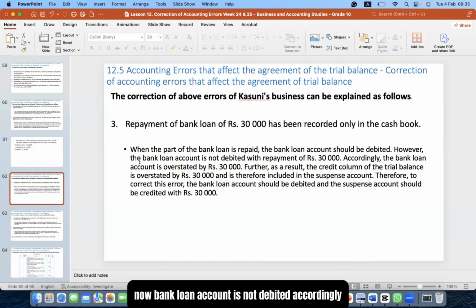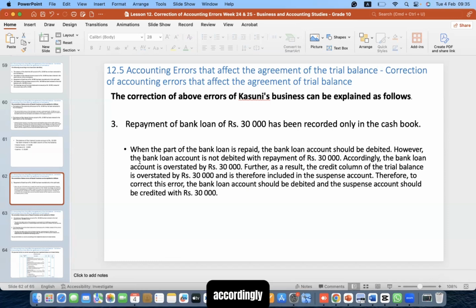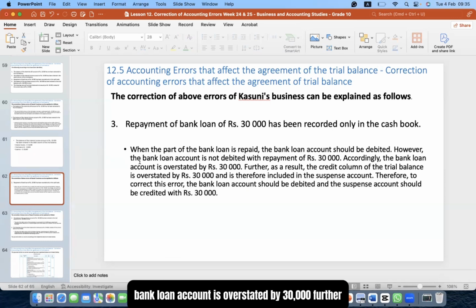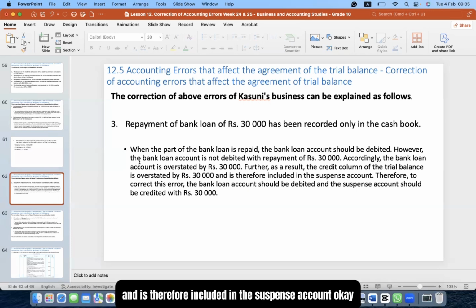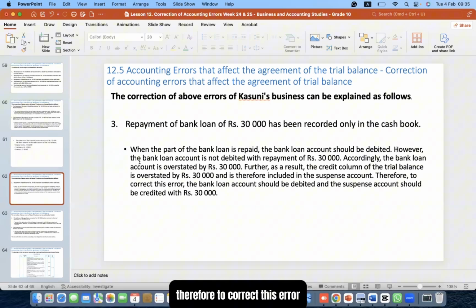Now the bank loan account is not debited. Accordingly, the bank loan account is overstated by 30,000. Further, as a result, the credit column of the trial balance is overstated by 30,000 and is therefore included in the suspense account. Therefore, to correct this error, bank loan account should be debited and suspense account should be credited.